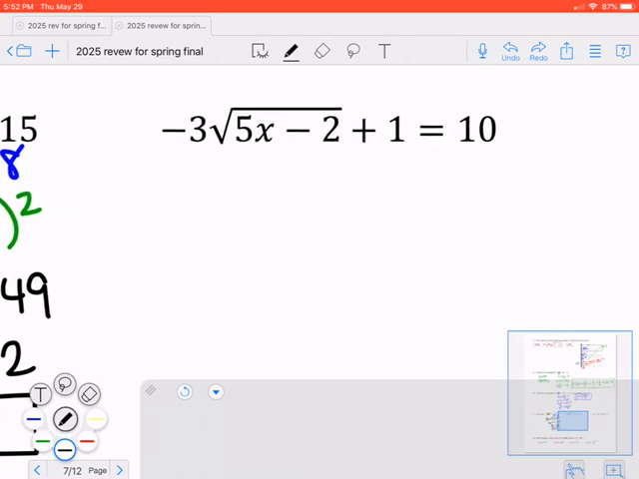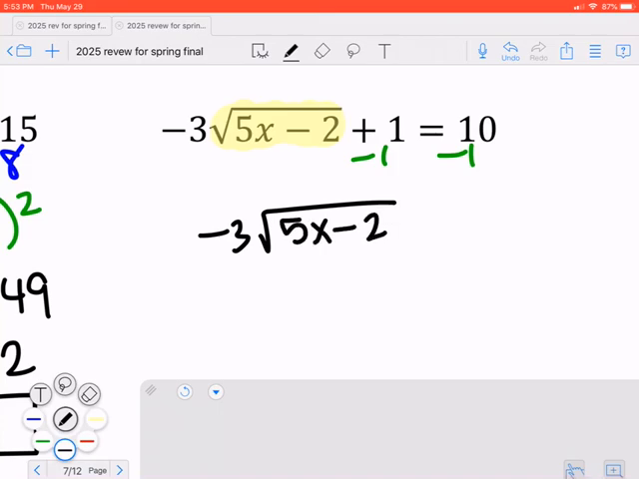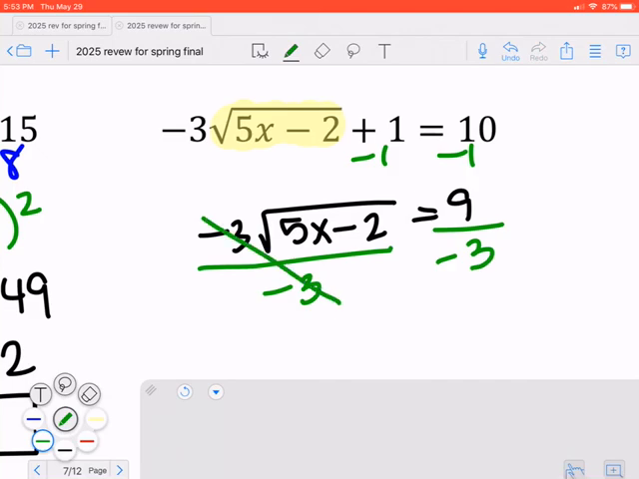And here's another one. We want the radical to be alone. So I'm going to subtract 1. Negative 3 times the square root of 5x minus 2 is equal to 9. And now we want to divide. That negative 3 is being multiplied by the radical, so we divide both sides by negative 3.